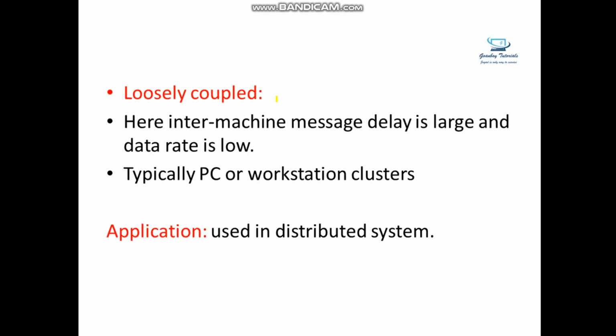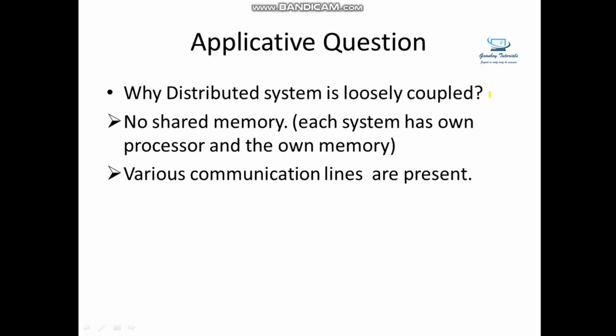Next we have loosely coupled. Here inter-machine message delay is large and data rate is low. Typically it is used in PC or workstation clusters. The application is that it is used in most of the distributed systems. One of the most asked applicative questions in semester exams is why a distributed system is loosely coupled. A distributed system is loosely coupled because there is no shared memory. That means each system has its own processor and its own memory, and various communication lanes are present.